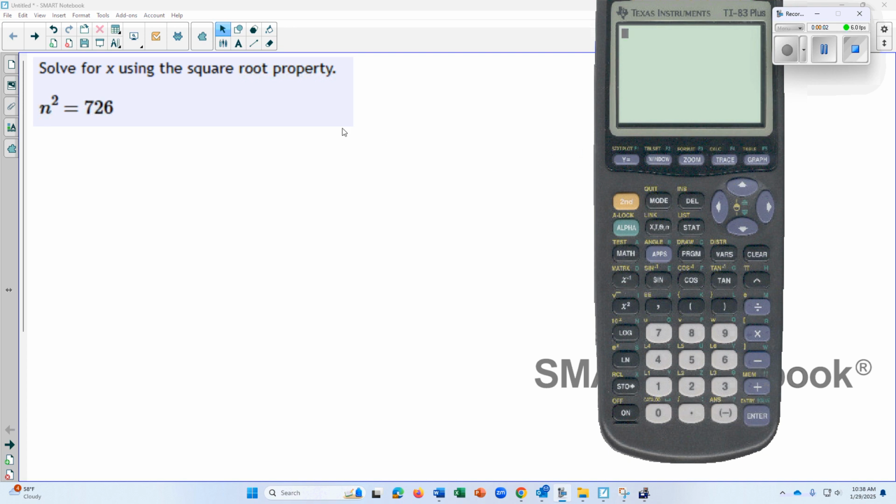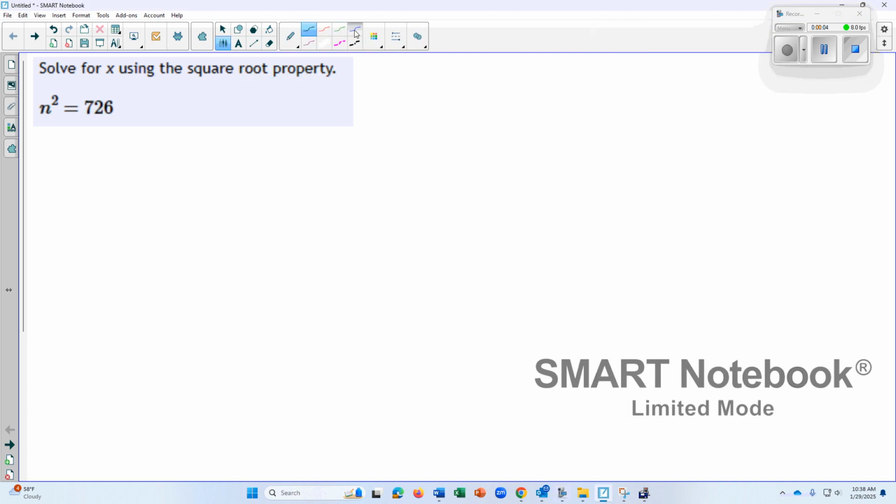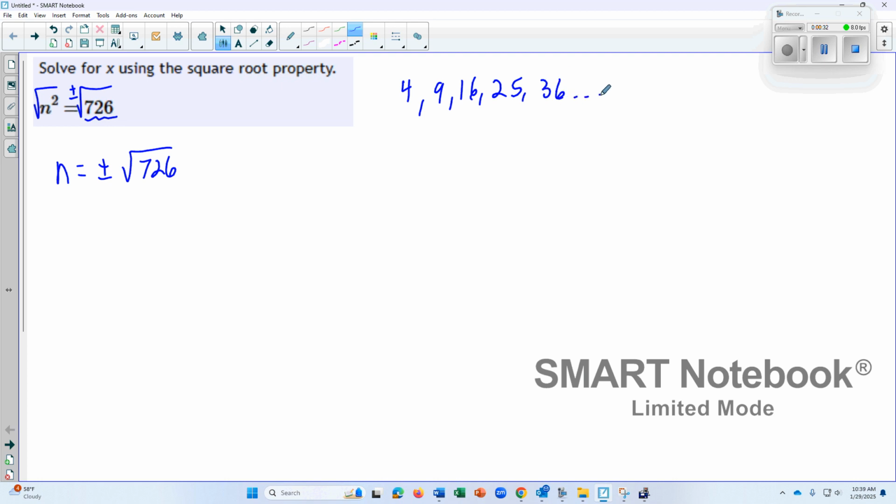Okay, I can see how this one could give you a little bit of trouble here. For the most part, we're not going to deal with numbers that big, but with the computer, sometimes it's just random. So we'll start off by square rooting both sides of this, and we put our plus minus right there. So we get n equals plus or minus the square root of 726. So that's a pretty big number. And so our perfect squares are 4, 9, 16, 25, 36, and so on.